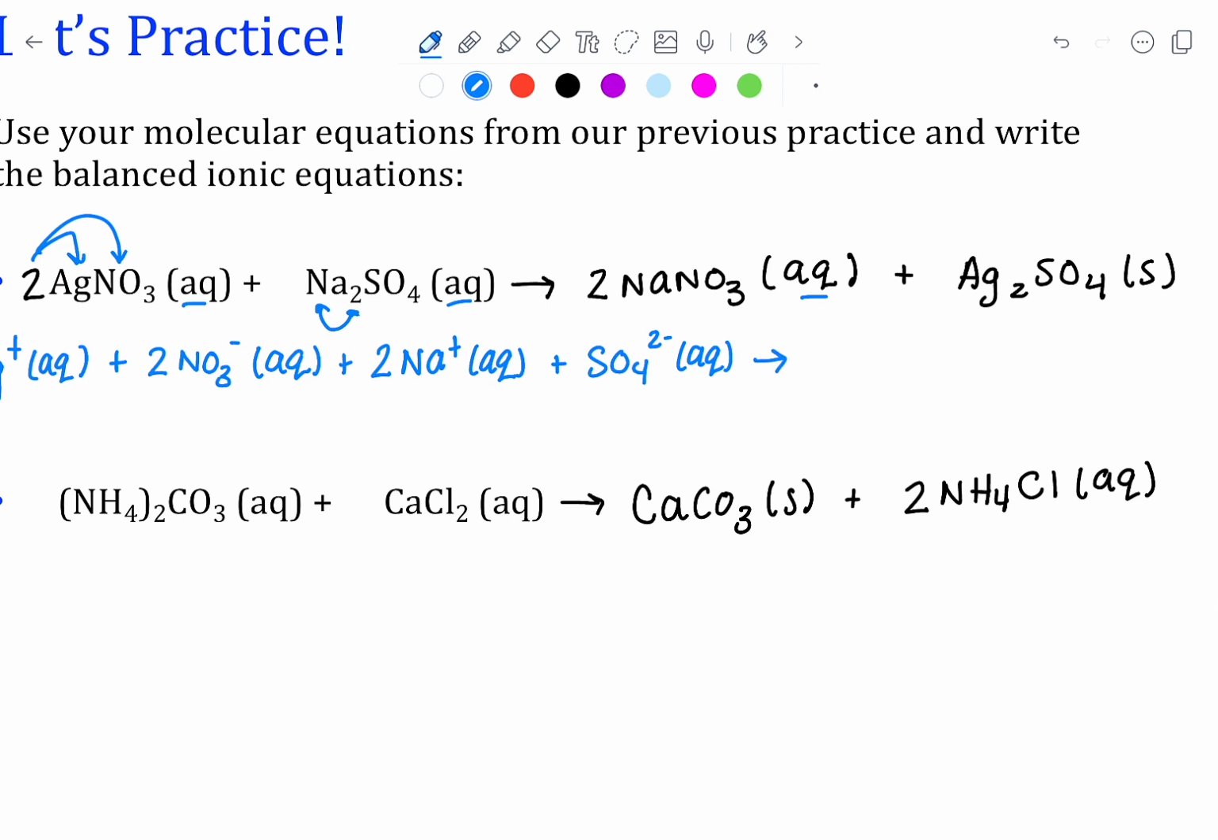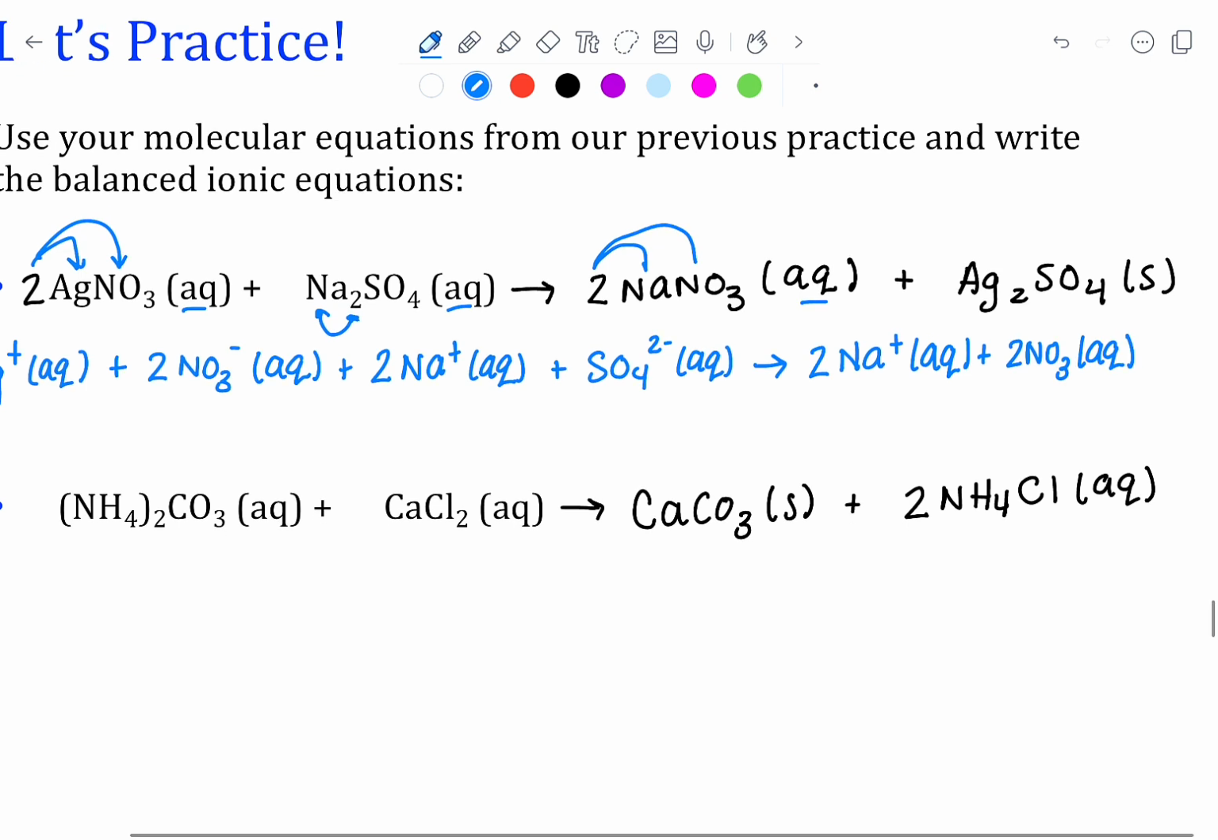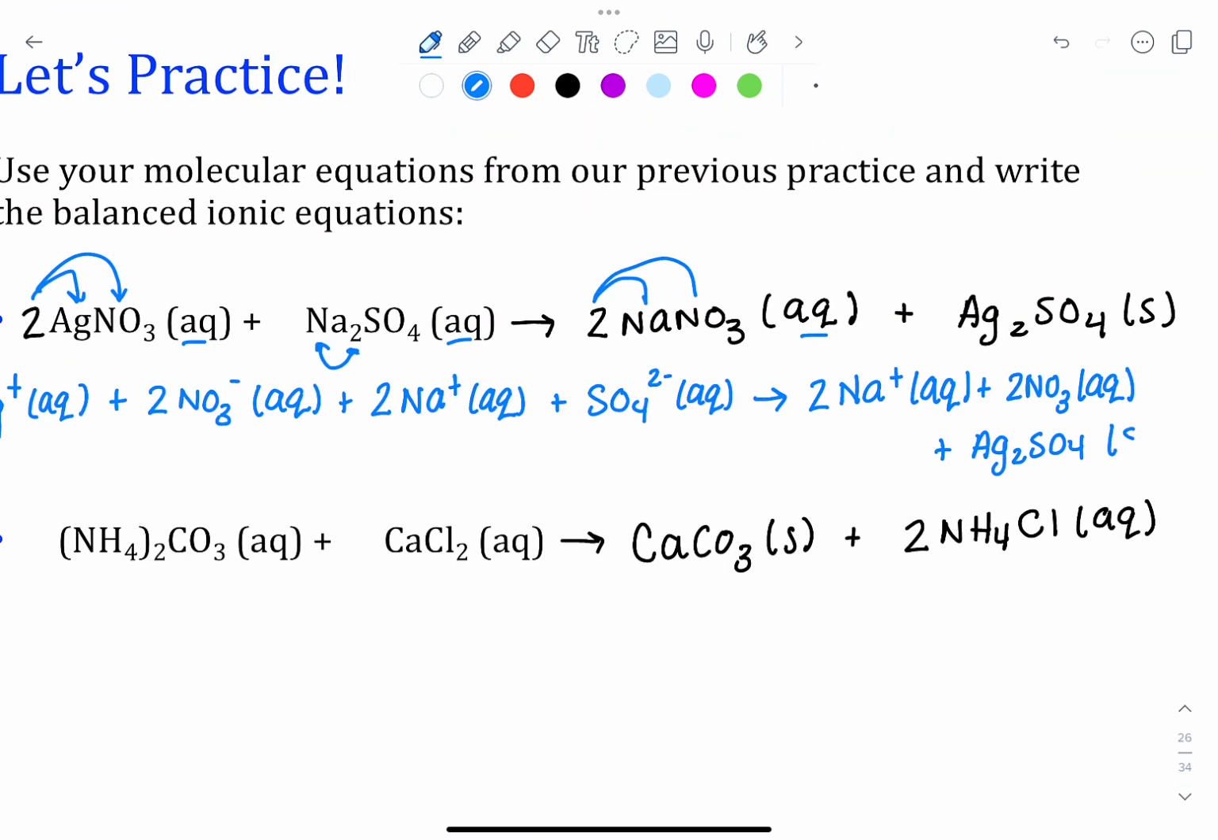And on our product side, we have 2 Na+. That 2 is going to the Na as well as to NO3. I think I ran out of room, but luckily it's just for my solid. So silver sulfate stays as a solid in the ionic equation, so we just keep it as Ag2SO4 solid. Even though we're writing things as their individual ions, we have to remember that we're still forming a solid, so you still need to show the solid in your ionic equation.